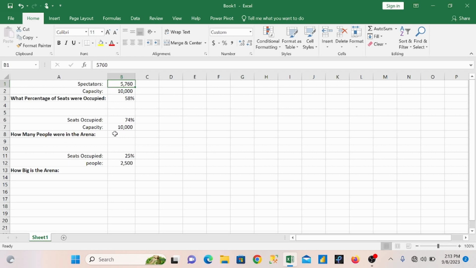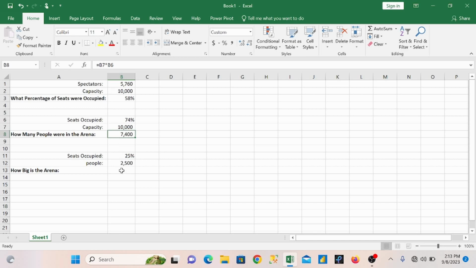Okay, so for the next question, how many people were in the arena? So as you can see, 74% of the seats were occupied, and again, the capacity of the stadium is 10K. Okay, so for me to find how many people are in the arena, I need to take the capacity and multiply it with the seats occupied. Okay, so if 74% of seats are occupied in a stadium of 10K capacity, 7,400 people are in that stadium.